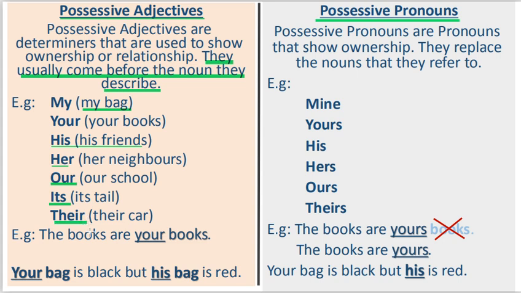And just below that, we have an example in a sentence. The books are your books. In this case, we underline your. Your is our possessive adjective and it modifies, it describes books.